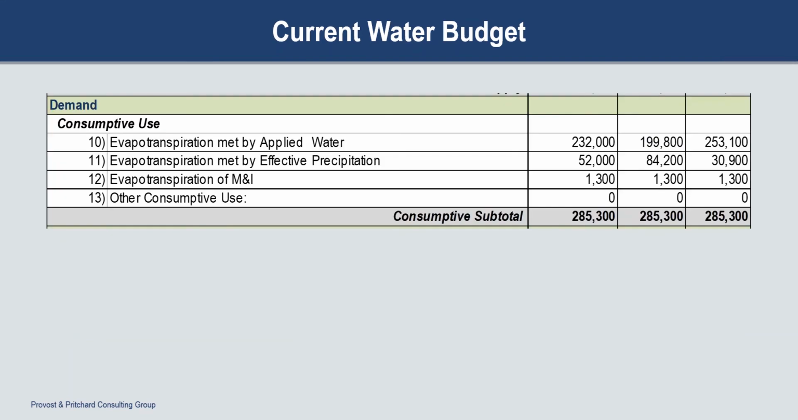Next step for the water budget is to look at the demand side. So what is being used? We have the ET information for the crops that is met by applied water of 232,000 acre feet. And then we also have evapotranspiration that is met through effective precipitation. So how much of the rainfall is being utilized by the crops of 52,000 acre feet. And then we have a little bit for municipal and industrial. We have the community of Basin City.